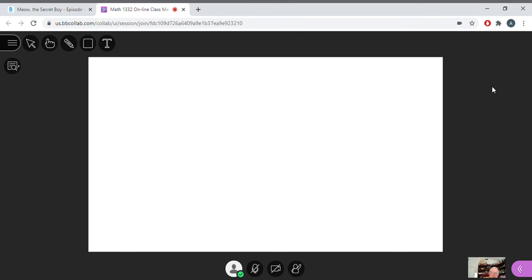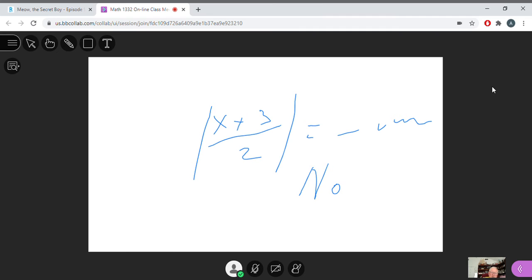Now, on the test also, one of the other problems they have, like the absolute value of X plus 3 all over 2 equals a negative number, and they'll give you something here. And you're going to write no solution or empty set, because nothing can equal negative. That will be on the test. But if you come to the review, you won't miss that one. I don't think I've had anybody miss that in like 10 years, because most people remember that one for some reason.